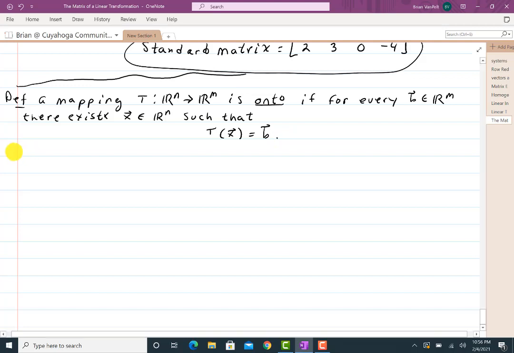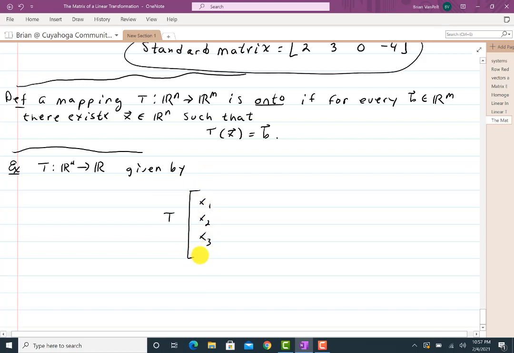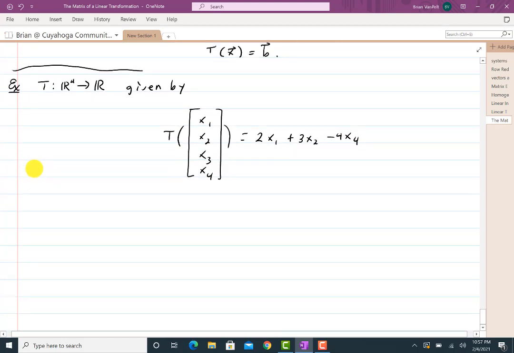And let me use the last example to show you that that was an onto mapping. The last one we had was T from R4 into R, given by, I'll cut to the chase, T of (x1, x2, x3, x4) equals 2x1 plus 3x2 minus 4x4. This mapping is onto. How do I know?